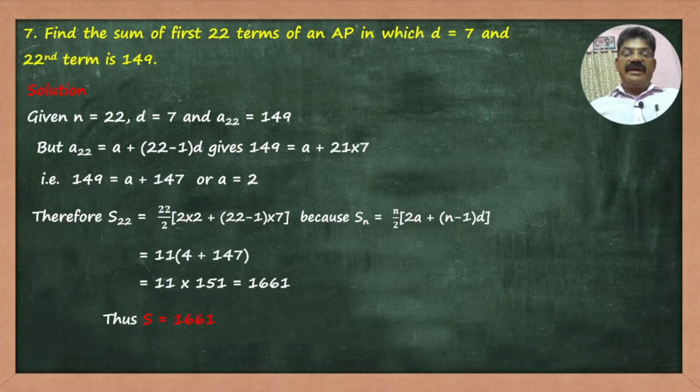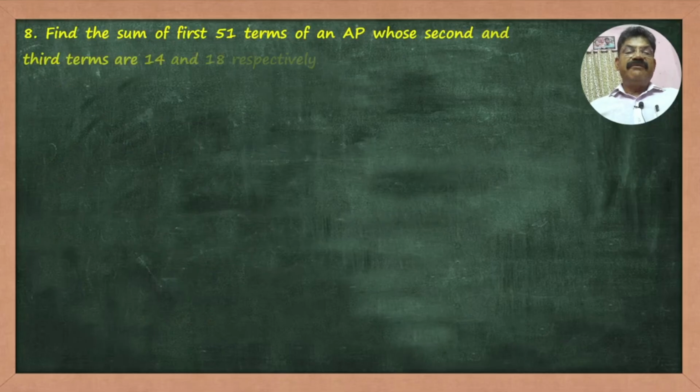Simply I have put the values of a, n, d in the formula of Sn. That's all. Eighth problem. Find the sum of first 51 terms of an arithmetic progression whose second and third terms are 14 and 18 respectively.